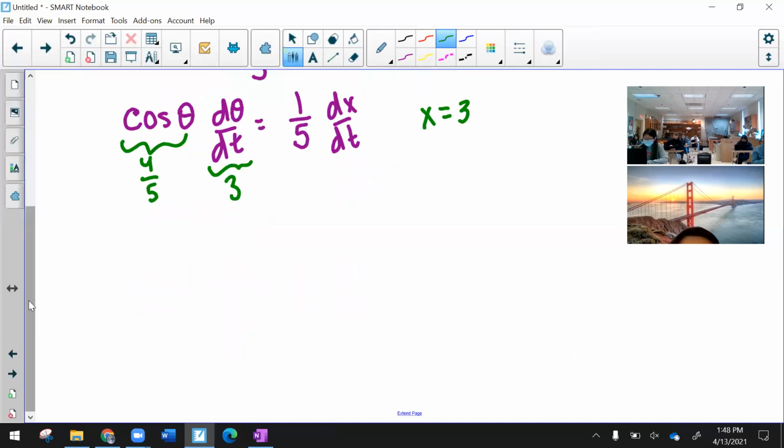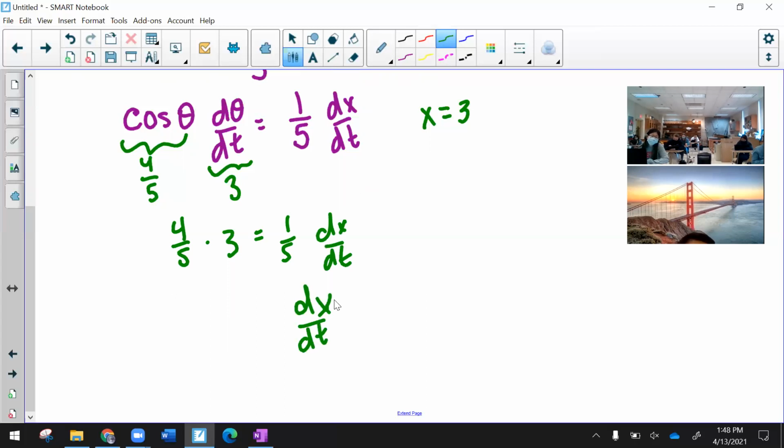Okay. So basically, I've got 4/5 times 3 is 1/5 times dx/dt. So what's dx/dt going to be equal to? Katie? 12. All right, we good?